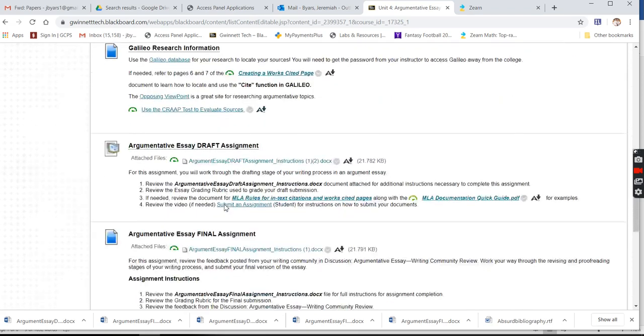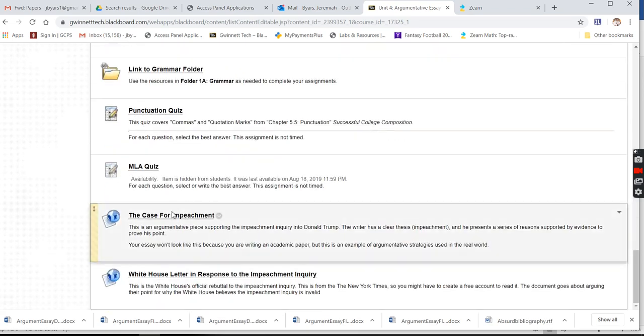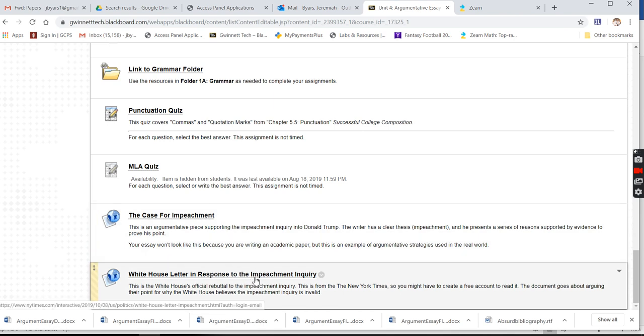I hope you have read these two examples of real life argumentative writing, the case for impeachment against Donald Trump, and then on the other side, so we can have a balanced perspective, we have the White House letter in response to the impeachment. Okay, both of these are argumentative essays. Argumentative pieces of writing. They're not academic essays.